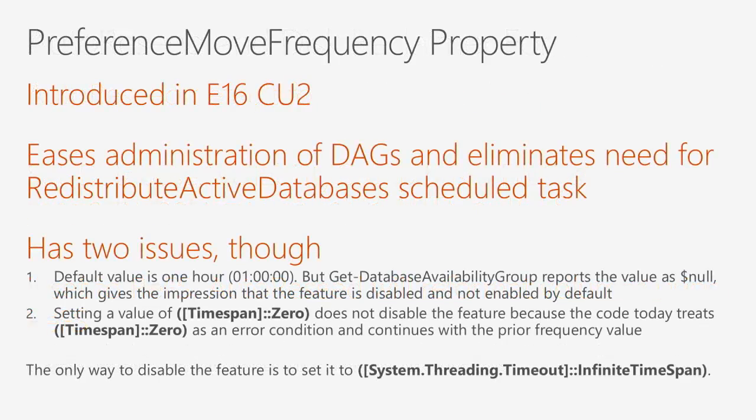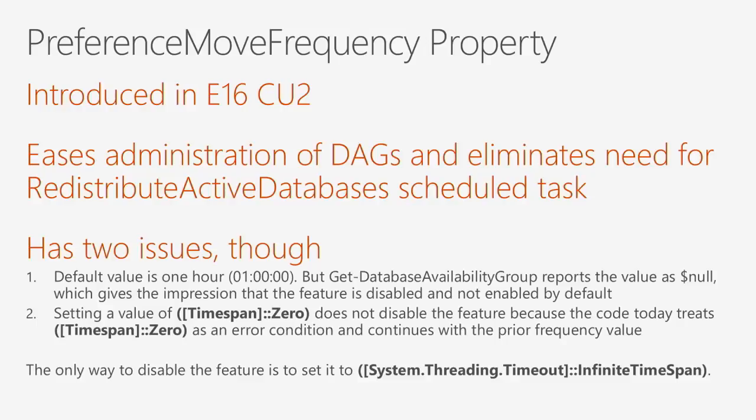Now, another thing that we introduced, this was in 2016 CU2, is called the preference move frequency property. Prior to this property being introduced, administrators used to have to run a script called RedistributeActiveDatabases. This script would look at your DAG and rebalance the databases according to your activation preference values. The downside was it either needed to be run manually, ad hoc by an administrator, or through a scheduled task. And the scheduled task, we made it very easy. You could literally copy and paste it off a blog and put it in the task scheduler on your server.